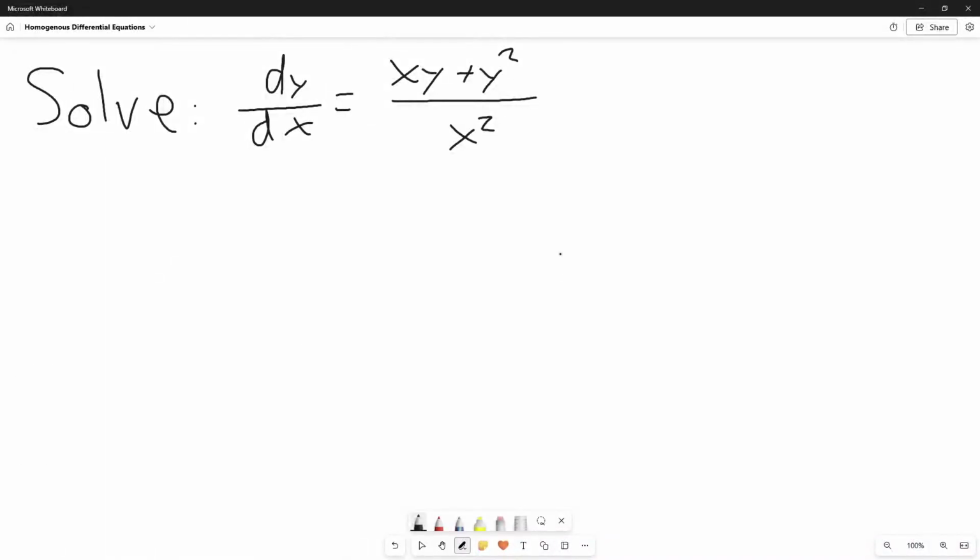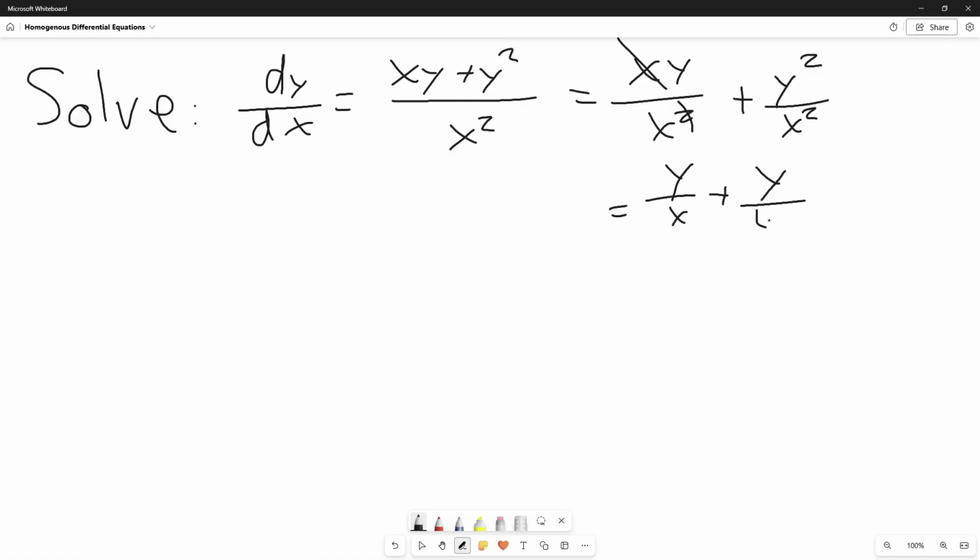Now, let's do some practice problems. If you think you know how to do this one, pause the video and try it. This one says solve dy over dx equals xy plus y squared all over x squared. First, separate the fraction into two, so xy over x squared plus y squared over x squared. These cancel out, and you're left with y over x plus y squared over x squared.